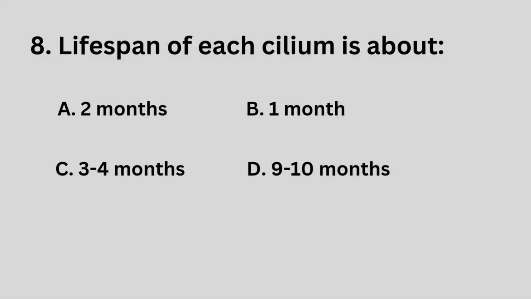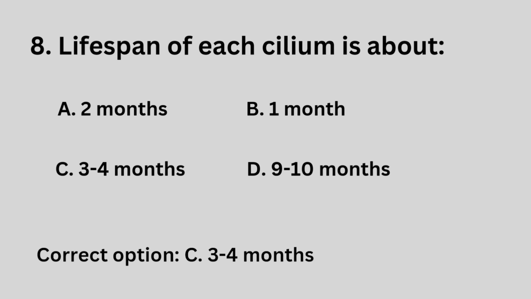Eighth question. Lifespan of each cilium is about. Option A 2 months, option B 1 month, option C 3 to 4 months, and option D 9 to 10 months. Correct answer is option C 3 to 4 months.